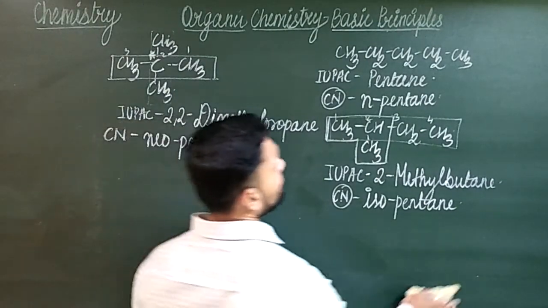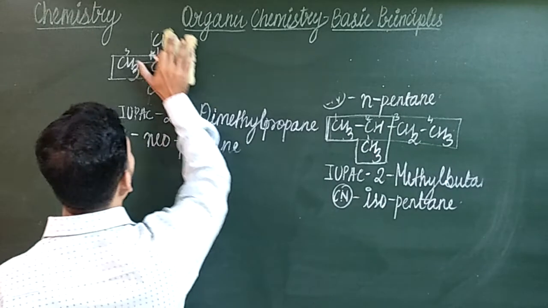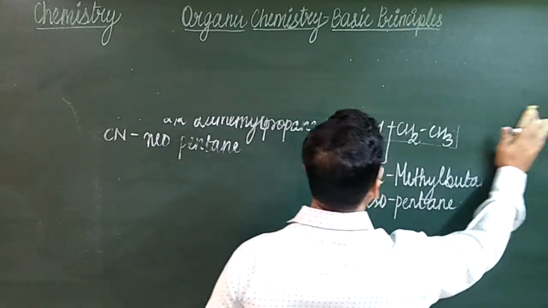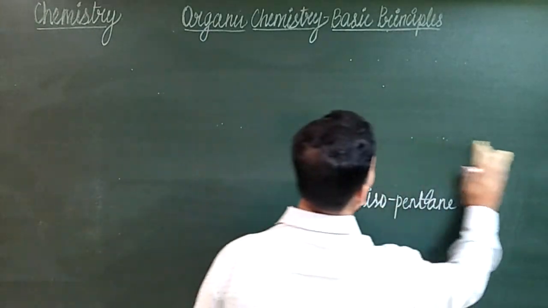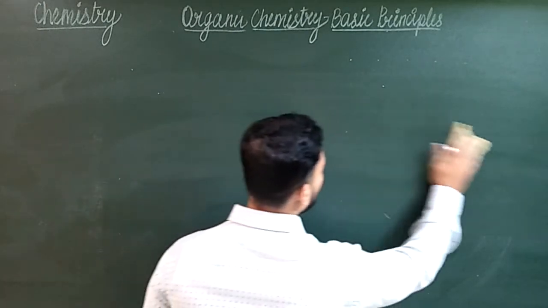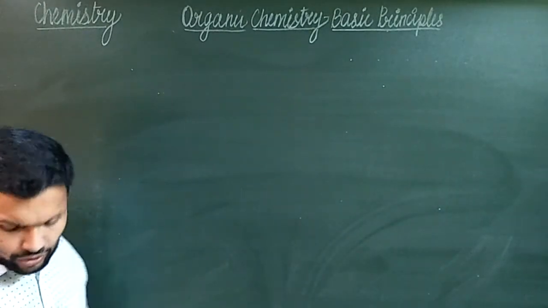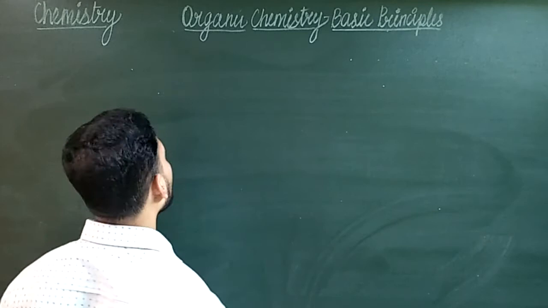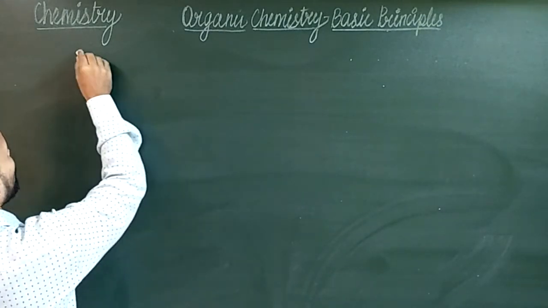I'll take one more example, hexane, and then we'll see other examples where we have complex substituents. In that also we'll see a few rules, explained over there. So let's see hexane.